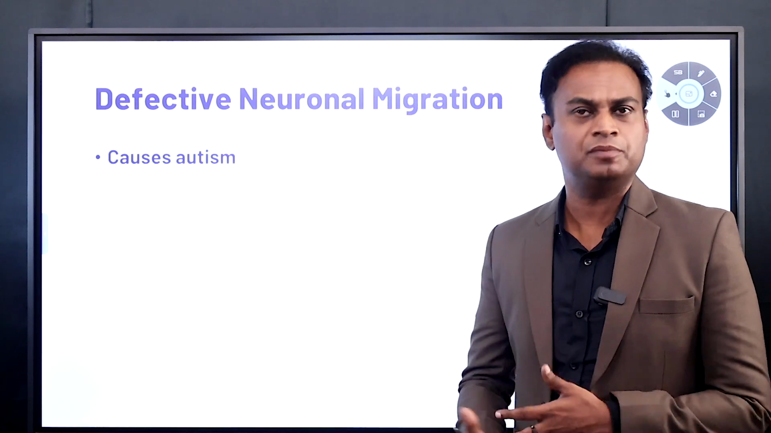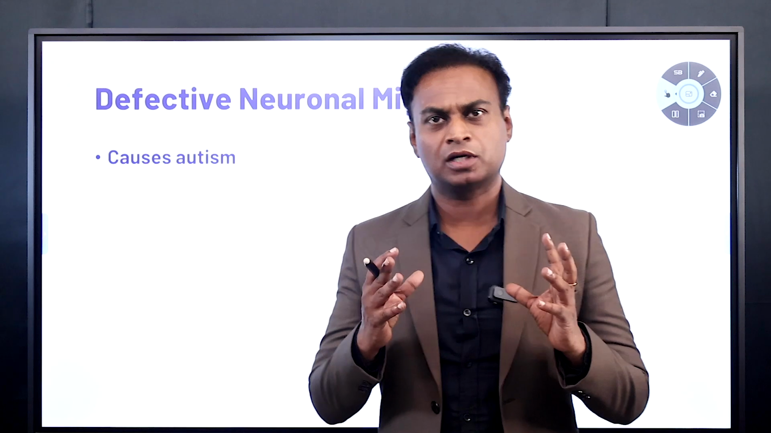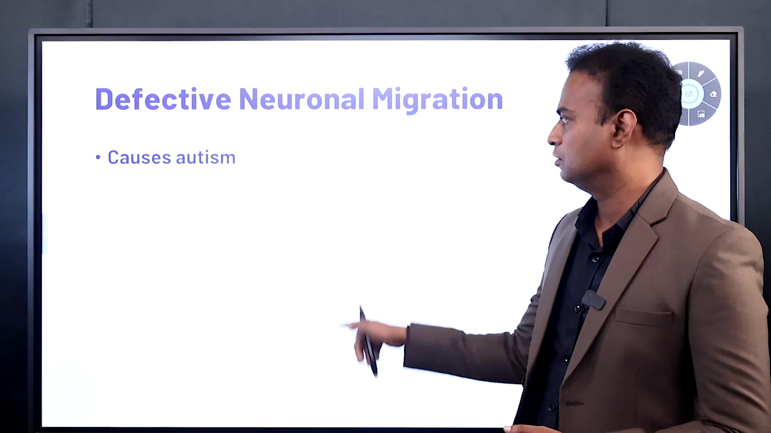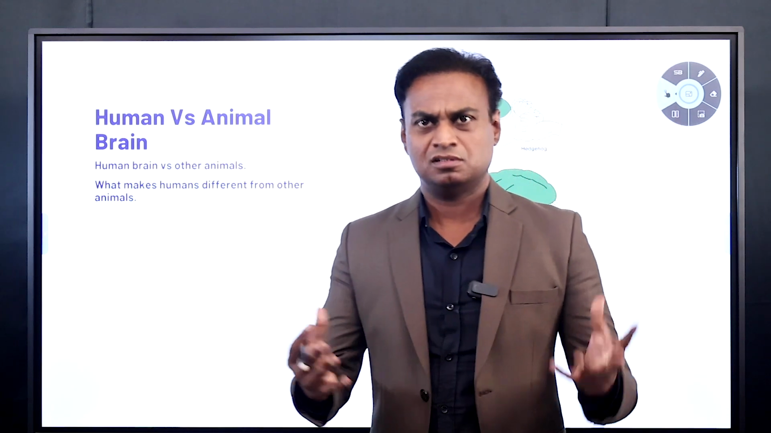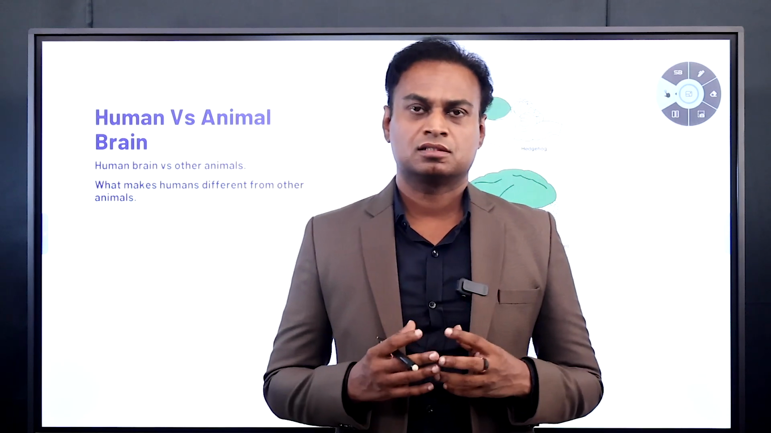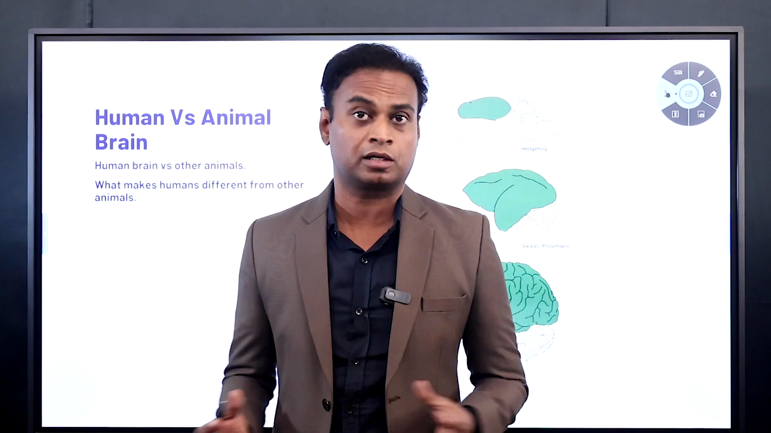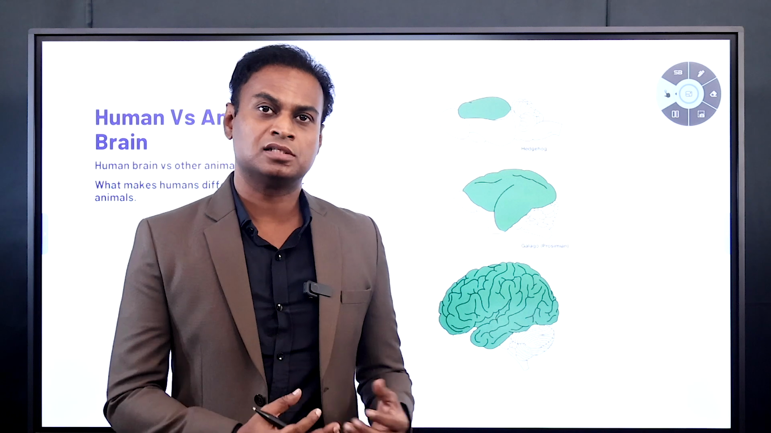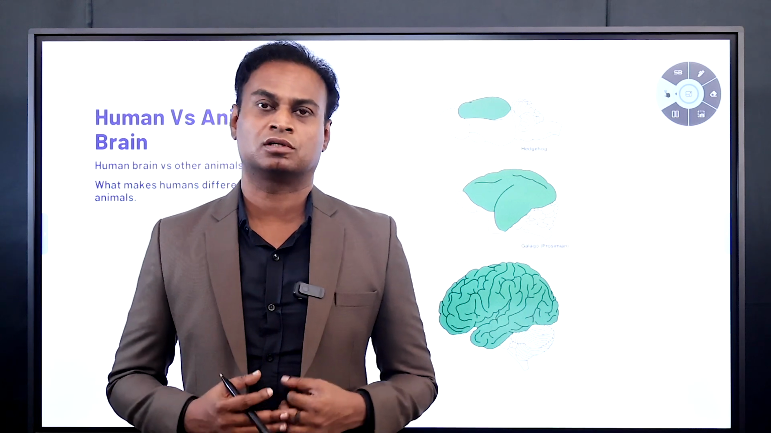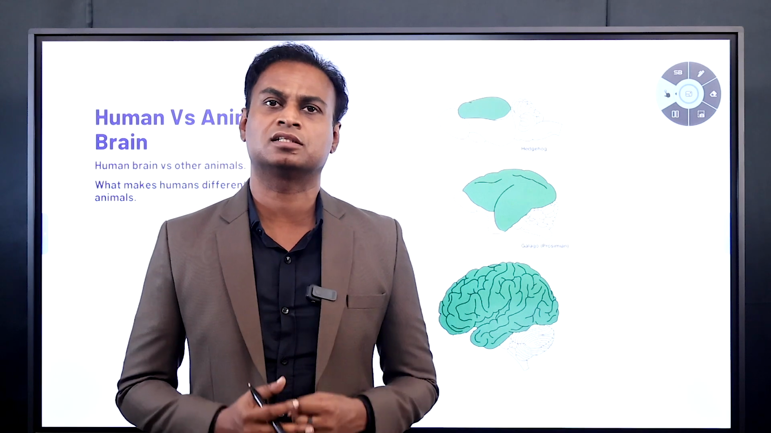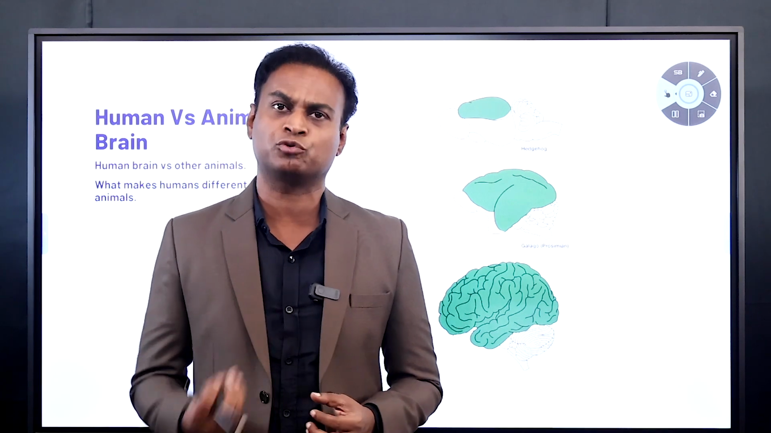Before we dive deep into this topic, there are some other things you need to understand about the brain. Let's go into that. Here is a simple question for you. What is the one thing that makes human beings different from other animals? Is it the muscles? Is it the bones? Or is it the respiratory system? Is it the nervous system? What exactly is different in human beings?